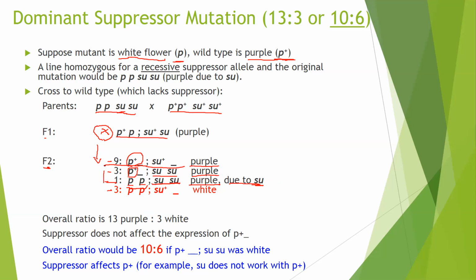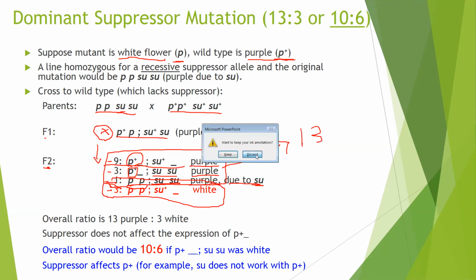Since these three classes show the same phenotype, we can group these three together. So this gives us 13. Only this type, okay, let me erase this, it's messy here.